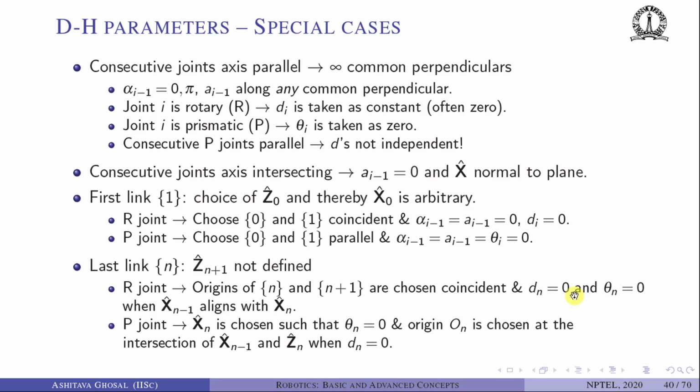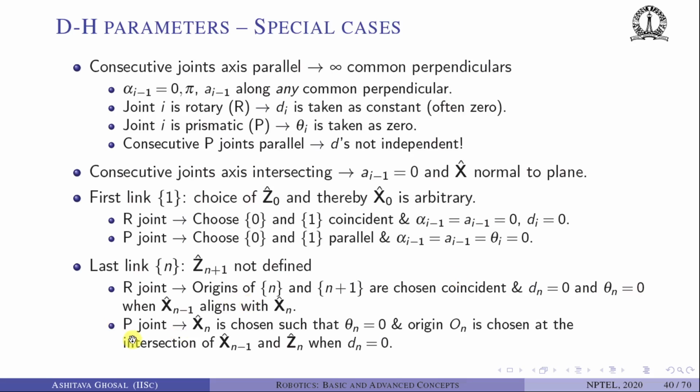So there is no problem of a_{i-1} and alpha_{i-1} because the z5 is known. Assuming z6 is the last joint, we choose x_{n-1} to align with x_n when theta_n is 0. So basically this forms a reference of what is theta_n. How do we measure theta_n?